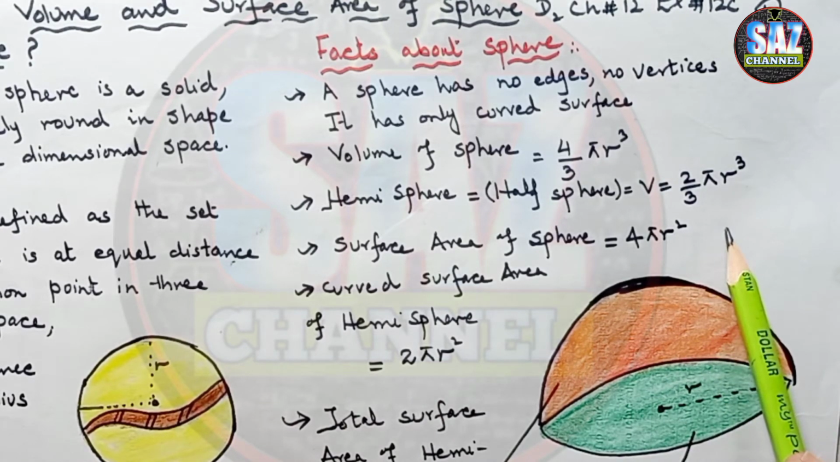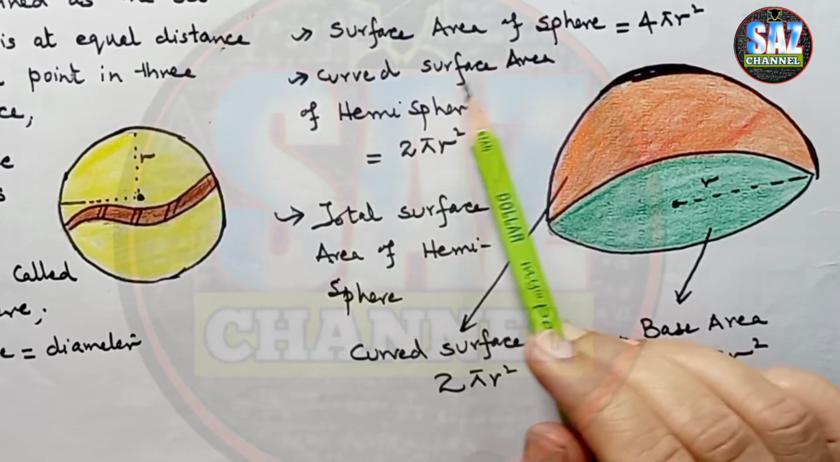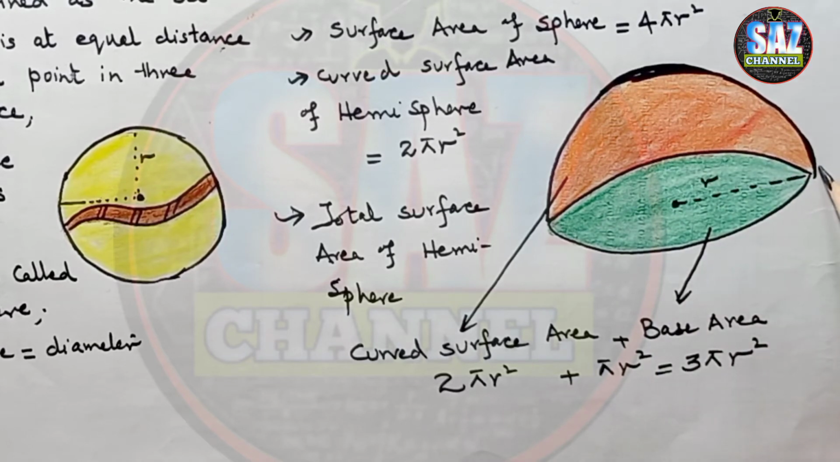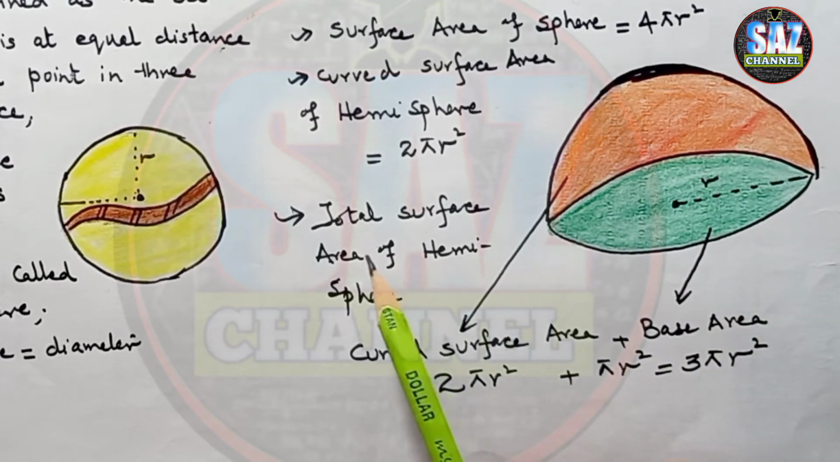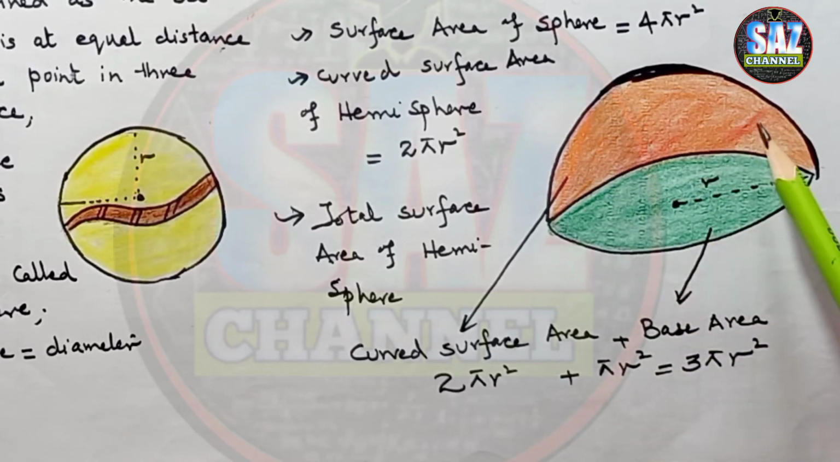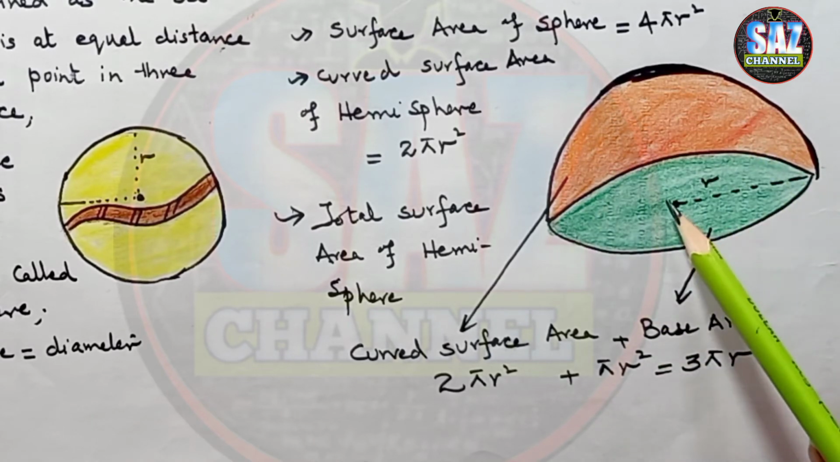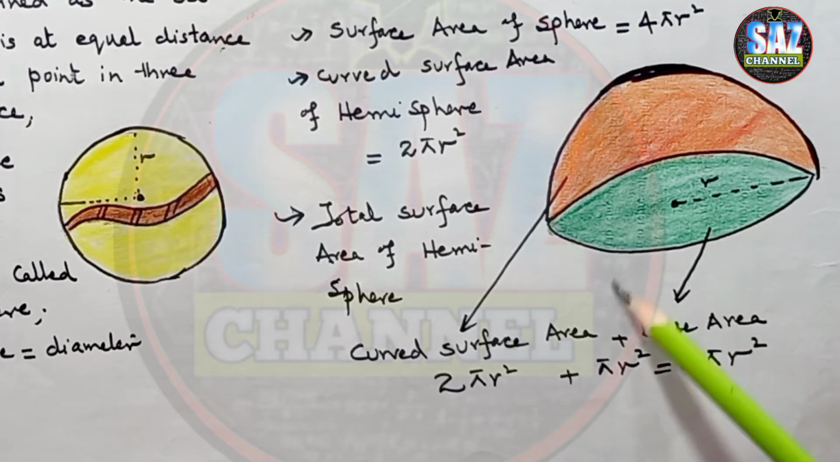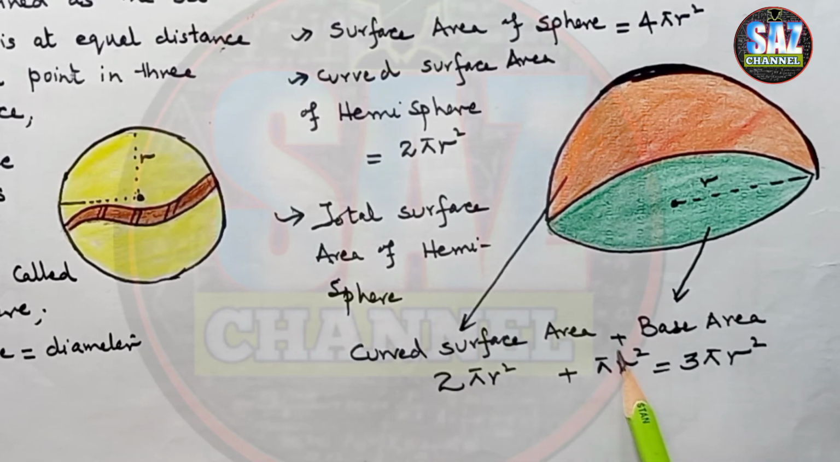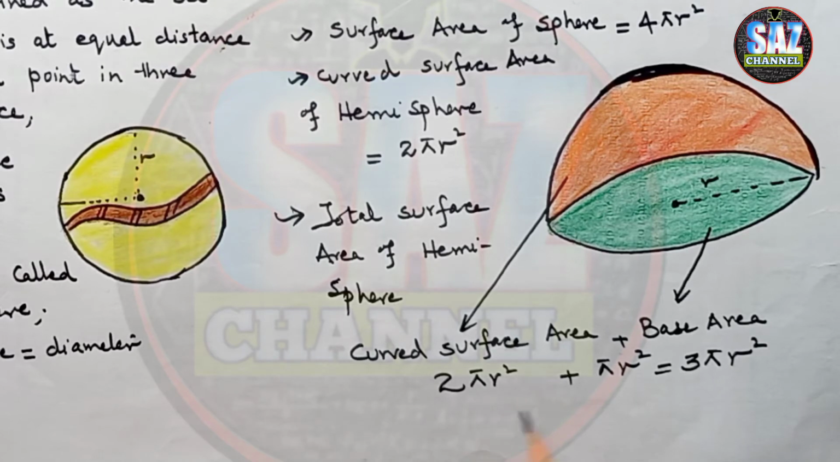And then the curved surface area of a hemisphere, that is 2 pi r square. But when the question is asking for the total surface area of a hemisphere, then we can see that a hemisphere contains two surfaces. One is the curved surface and one is the flat surface which is at the bottom of this hemisphere. So the total surface area of a hemisphere will be equal to curved surface area plus base area, and that will be equal to 2 pi r square plus pi r square, which is equal to 3 pi r square.